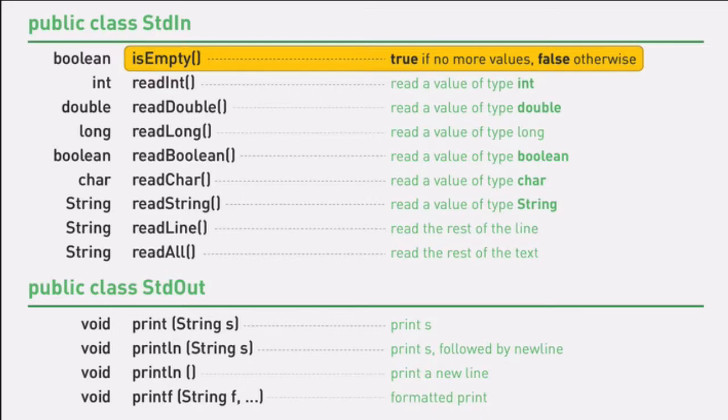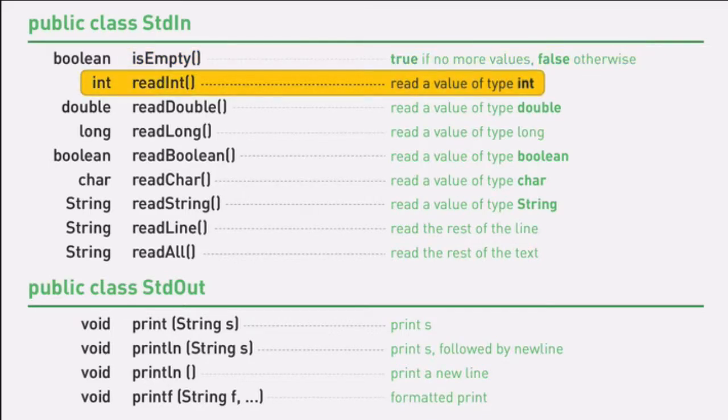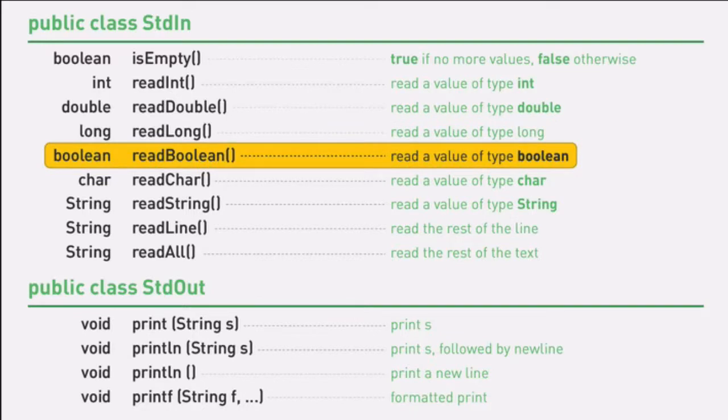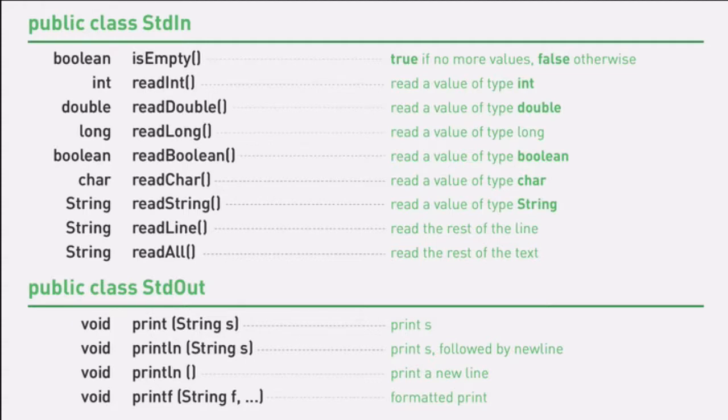We have to know what it is we're going to read. Are we reading an integer or a double value, a long or a Boolean? And for each of those different types of data we care to read, there's a corresponding method in the API that processes the next bit of input as if it were that type. So if I know I'm expecting an integer, say I'm reading in the number of cards in a deck, I would use readInt to process that as an integer and read it in.